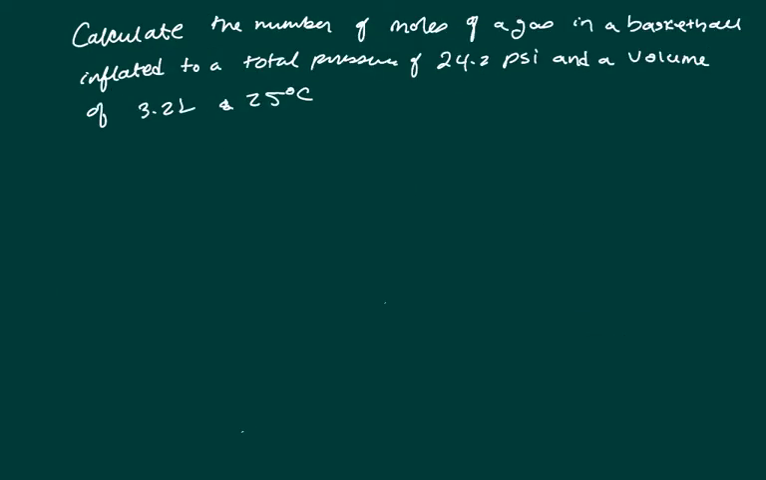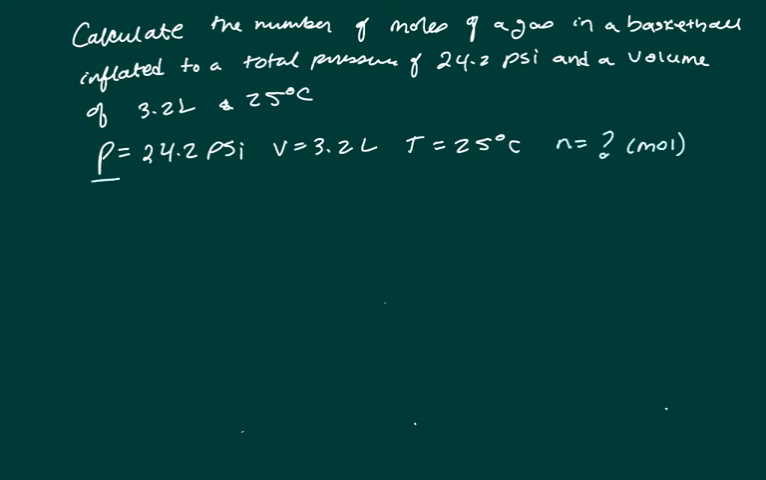Okay? Okay, now here, let us calculate the number of moles of a gas in a basketball inflated to a total pressure of 24.2 psi and a volume of 3.2 liters at a temperature of 25 degrees Celsius. And we want to figure out N, the number of moles. And so, because we have 3 knowns and 1 unknown, we are going to use our ideal gas law.